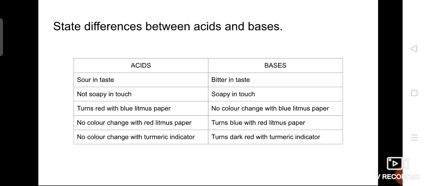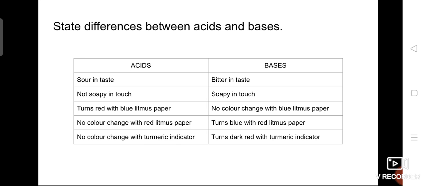And with indicators, if you use blue litmus indicator, acid turns it into red. Likewise, in bases, no color change. If you use the same blue litmus paper, you couldn't find any change of the color in bases. Instead of blue litmus paper, if you take a red litmus paper and dip it in the acid solution, no color change will be observed. But red litmus paper in basic solution turns the color into blue. And with turmeric indicator, in acid no color change, but in bases dark red color will be observed.